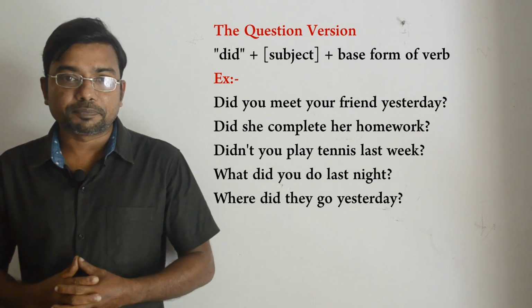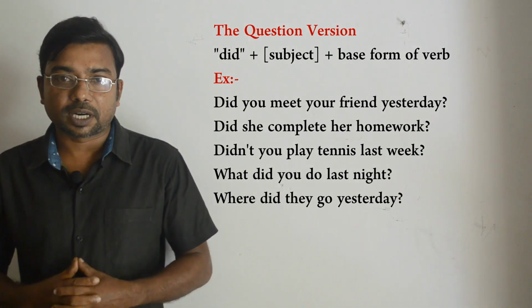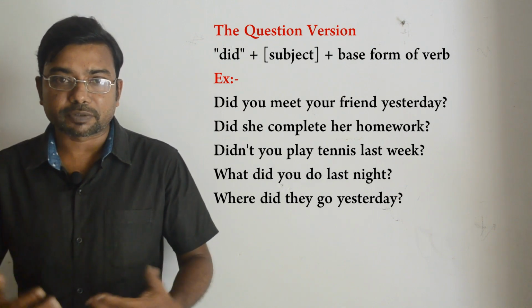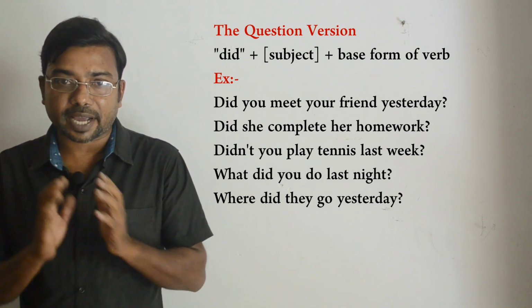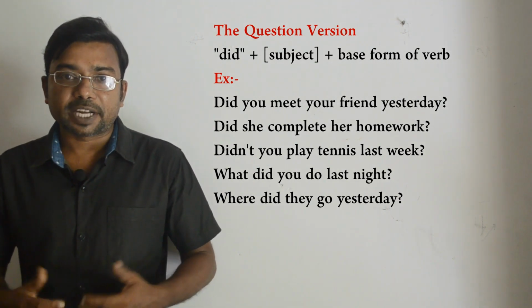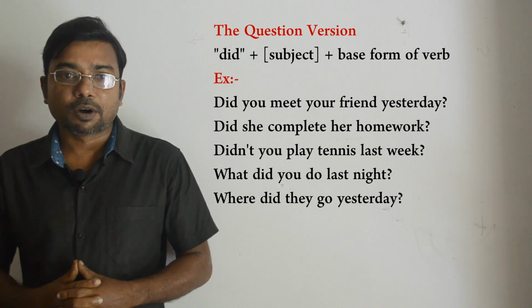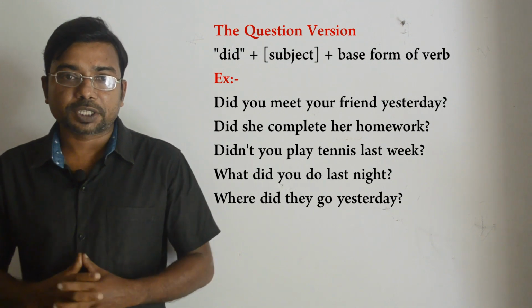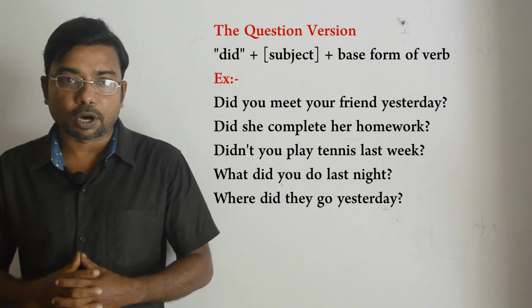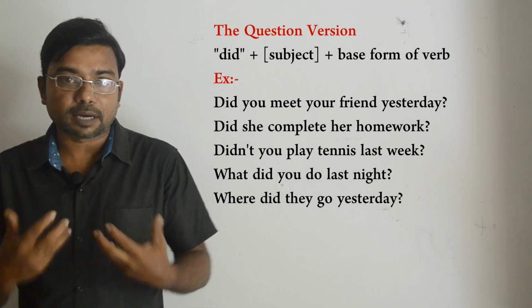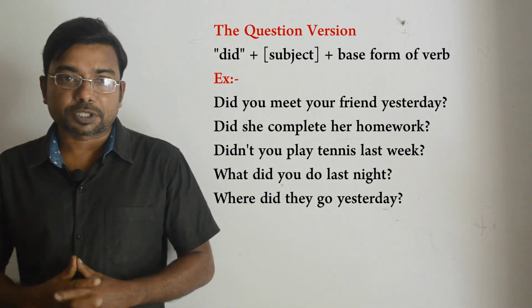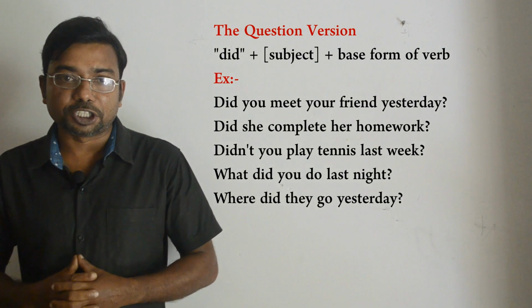Okay, look at the next one. Did she complete her homework? Here also we use auxiliary verb did at the beginning of the sentence because we are going to ask a question, then come subject and verb base form. Look at the next one. Didn't you play tennis last week? Okay, here we ask negative questions, so we use auxiliary verb did with not at the beginning of the sentence, then comes subject, and after that appears verb base form. Here we use did not contracted into didn't.